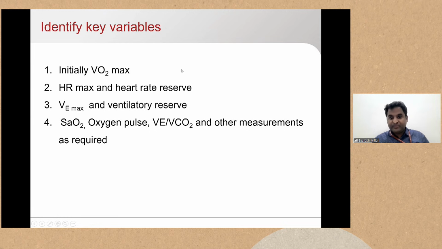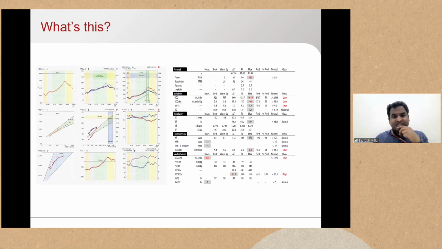The key parameters which I have taught you during this discussion, and which are very important to remember, are VO2 max, heart rate maximum achieved and heart rate reserve, maximum minute ventilation, and the ventilatory reserve, that means the gap between the MVV and the maximum minute ventilation. And then we look at the saturation, oxygen pulse or ventilatory equivalent for CO2 for certain things. I'll skip these slides, and what this patient has we'll probably know at the end of our discussion, when we see how we actually interpret the result.